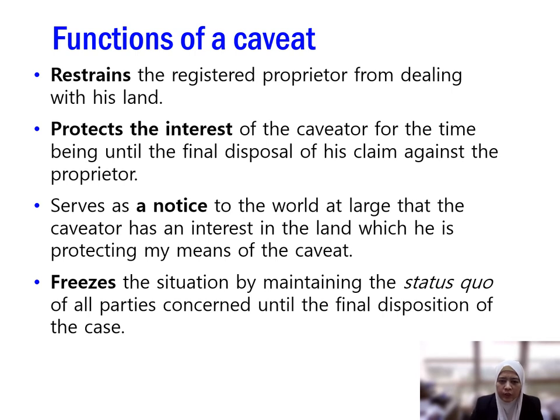Now, what are the functions of a caveat? It restrains the registered proprietor from dealing with his land. You now cannot register any dealings instrument. The second one, it will protect the interest of the caveator for the time being until the final disposal of his claim against the proprietor. So the caveat will not be there forever and ever. Maybe the caveator is asking for some time for the court to decide his claim against the proprietor. They have an equitable interest, for instance.